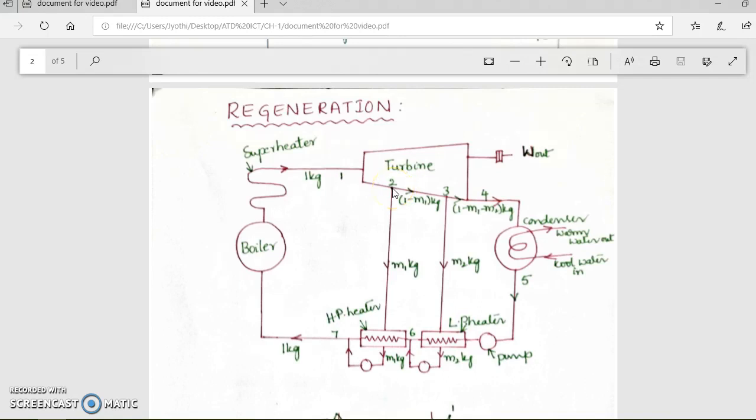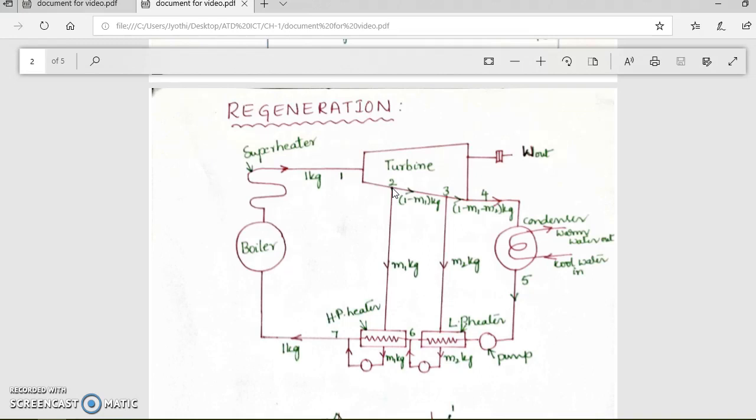Bleeding of steam will take place at 2 points if we are going to use two feed heaters. The number of feed heaters will be limited based upon the capacity of the steam power plant. If the steam power plant is a smaller one, then maybe one feed heater may be sufficient. Depending upon the capacity, the number of feed heaters will increase. In this case, we are going to consider two feed heaters.